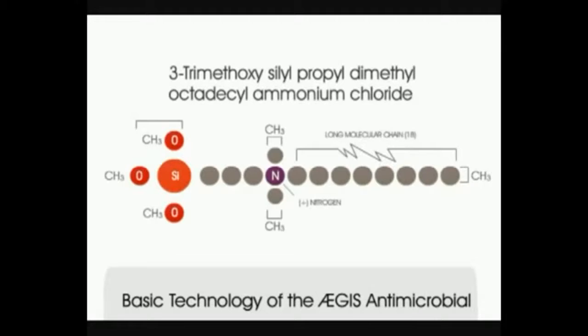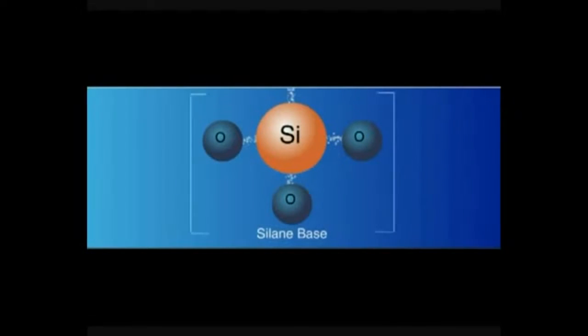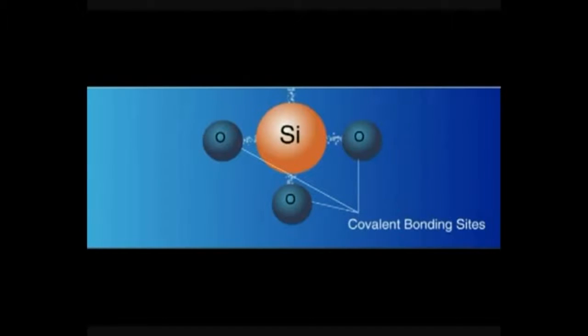Let me introduce you to the basic technology of the Aegis antimicrobials. Trimethoxy-silyl-propyl-dimethyl-octadecyl-ammonium-chloride. The first part is the silane base. This silane base is the antimicrobial's anchor. It is anchored by covalent bonds which are formed readily through hydrolysis reactions that bond our antimicrobial permanently to almost any surface and allows for cross-linking and polymerization with other molecules.